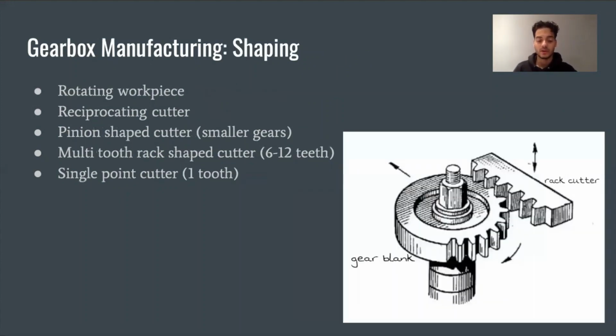Shaping. Shaping consists of rotating workpiece in contact with a reciprocating cutter. The cutter can vary between a pinion-shaped cutter, a multi-tooth rack-shaped cutter, or a single-point cutter. For large turbine gears, it is likely that a rack or single-point cutter would be used. Rack-shaped cutters have approximately 6 to 12 teeth that reciprocate into the gear blank, and a single-point cutter has 1 tooth. The cutter reciprocates until the required tooth depth is achieved, then the gear rotates to create the next tooth.